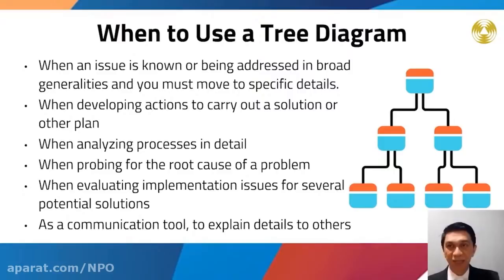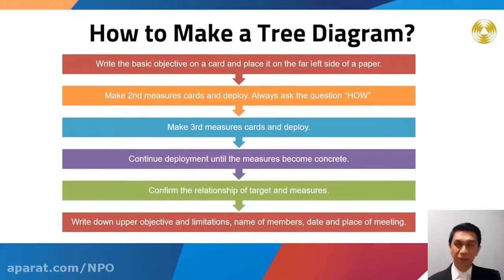Here, how do you make a tree diagram? If you use a tree diagram for implementation of corrective action, you write down the basic objective on the left-hand side of the diagram and then make second measures and you deploy, ask why, and then make the third measures, deploy. Continue with the deployment of the measures until you reach very specific and concrete action plans. And then at the end of the exercise, you confirm the relationship between your target or your objective as well as the specific measures at the right-hand side of the tree diagram. And after that, of course, you write the name of the objective, the limitations, the members of the group, the date and the place of the meeting.